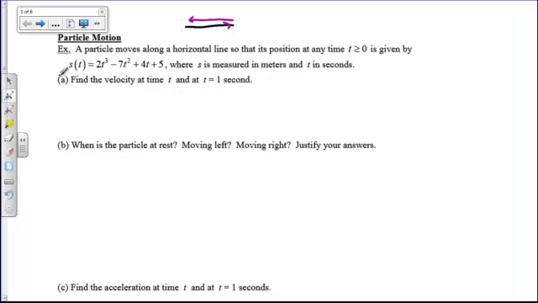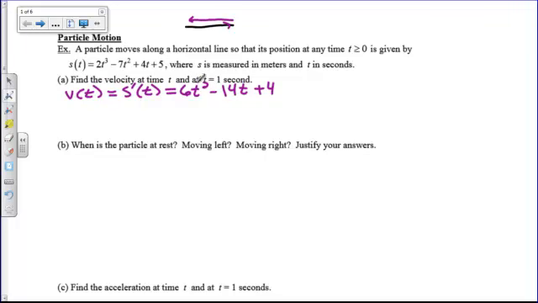And its position is given by this function, s of t equals, and s is measured in meters and t is measured in seconds. So we're going to find the velocity at time t and at t equals 1 second. So this means I have to find an expression for v of t. Now v of t, your velocity, is going to be your first derivative of your position. So it's s prime of t. So that's going to equal 6t squared minus 14t plus 4. So that is my velocity at time t.